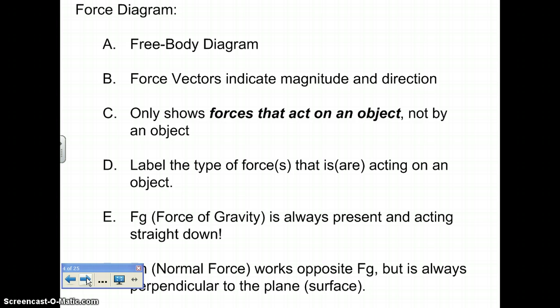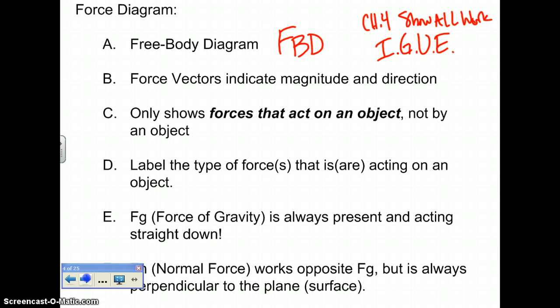Okay, free body diagrams. We're going to denote these as FBD. So if I ask you to include an FBD, then I want you to draw a free body diagram with it. Furthermore, for chapter 4, show all work is no longer just the GUESS method, it is the I GUESS method, where I stands for image, which is going to be your free body diagram. So you'll need to include a free body diagram with each of your problems, especially in chapter 4.